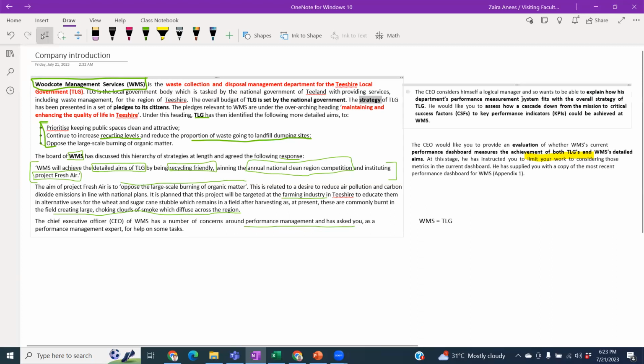So whatever you are doing, whatever your performance measurement system is, you have to check whether that is in line with the overall TLG mission statement or not, right? He would like you to assess how cascade down from mission to critical success factor to KPI could be achieved at WMS.